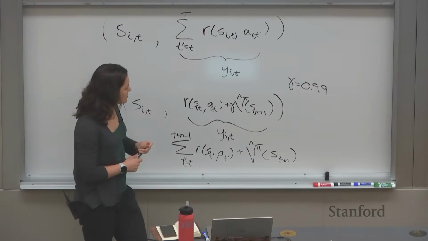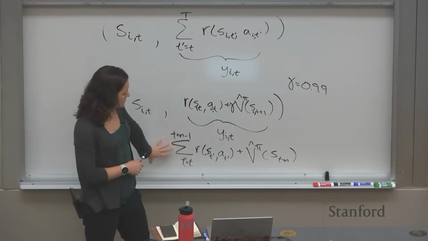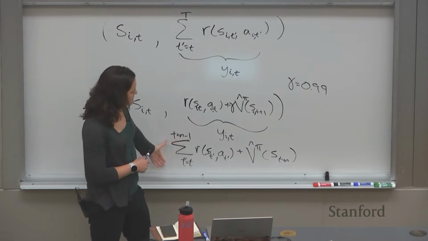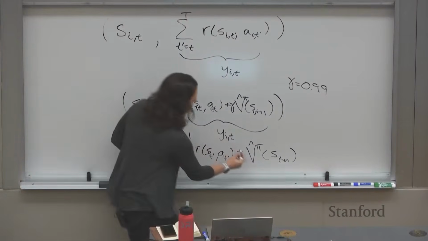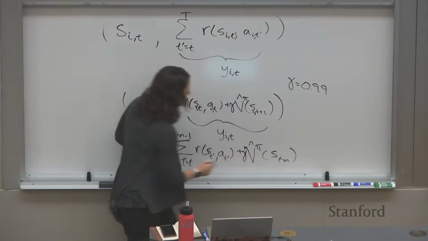The question is, is there any relationship between gamma and these n-step things? Like if gamma is small, would that change what you do? The way that you would modify this objective would be gamma to the n.